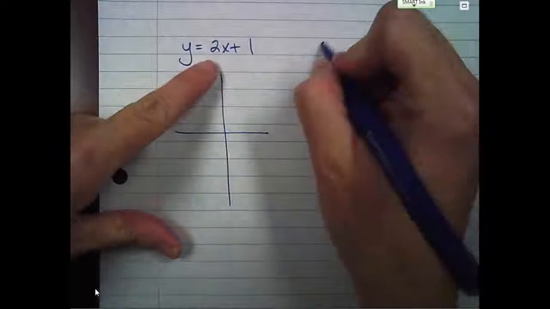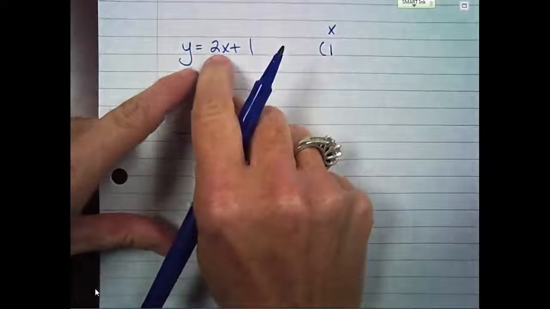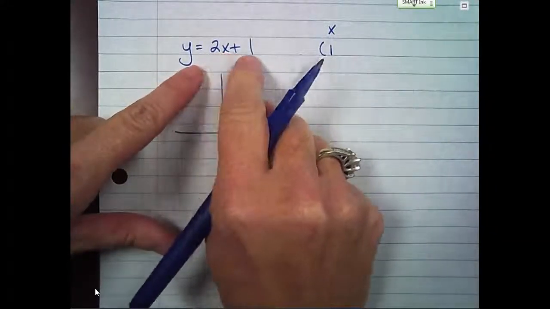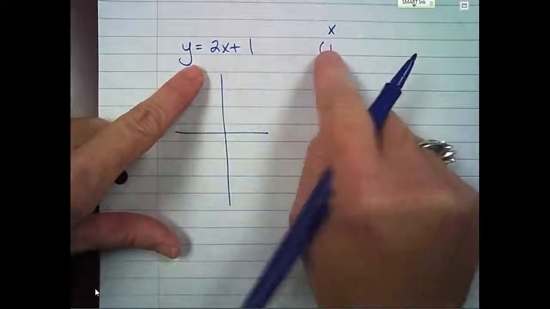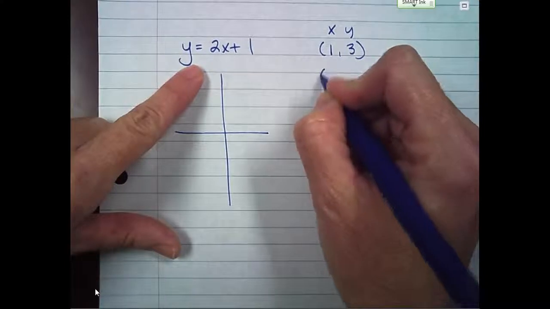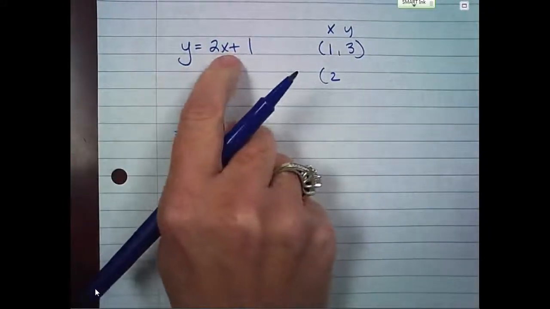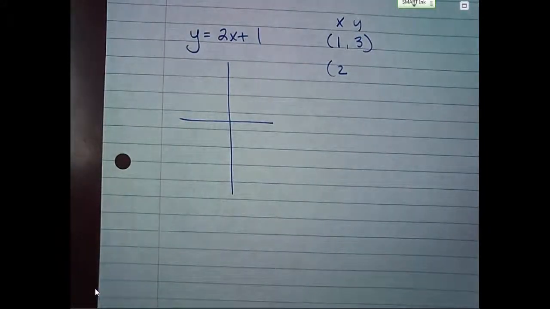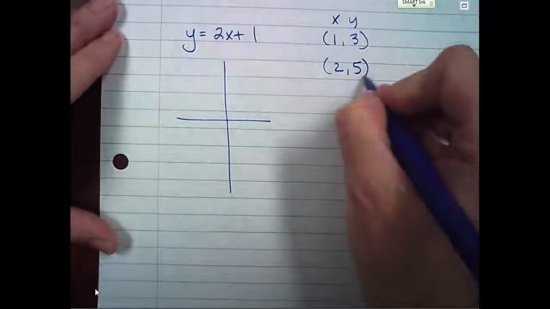So for example, I could plug in a 1 for x, which would give me 2 times 1 is 2 plus 1 is what? What would it give me? An input of 1 gives me output of 3. And then let's try putting in another point. We're going to put a 2 in. What's it going to give me? 5. Okay.